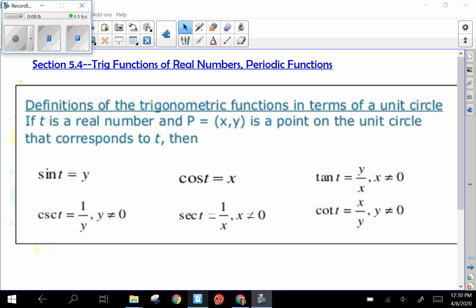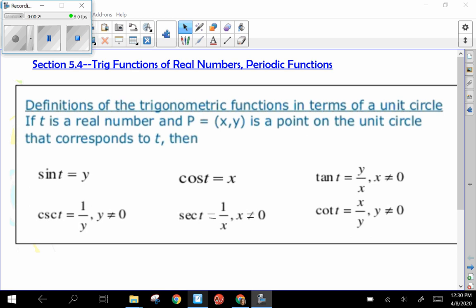We're gonna start section 5.4 out of the pre-calc book here today, and those topics include trig functions of real numbers. We're gonna talk about domain and range, periodic functions, even and odd functions, and we're also hopefully going to get to some application questions. We might have 2 videos to get that done.